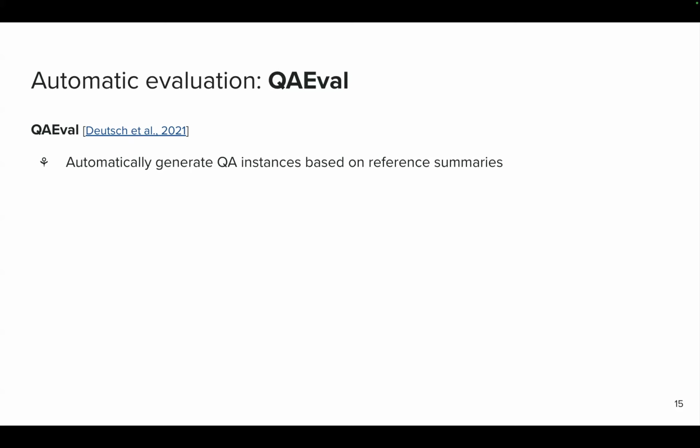The idea being that if you then give those questions to some question answering model, and also give it a generated summary, and that generated summary contains all the information contained in the reference summary, then the question answering model will be really good at answering those questions that were created based on the reference summary.